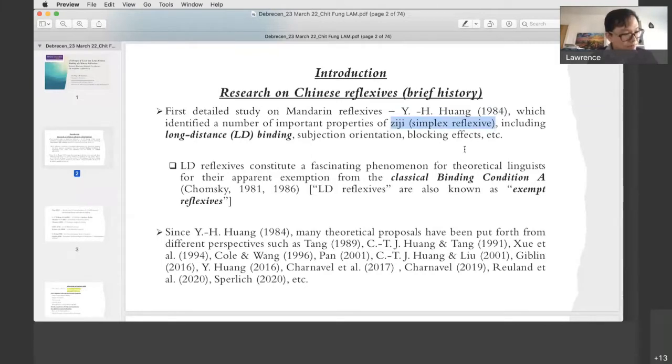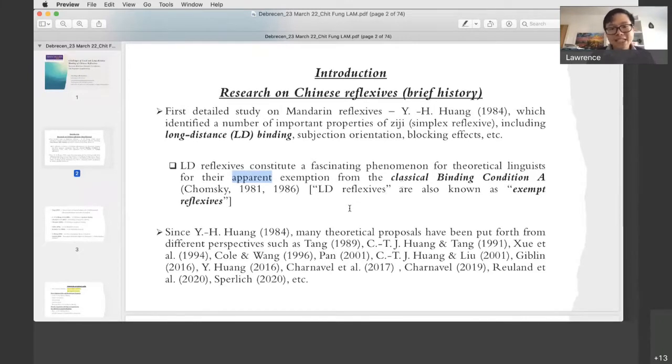So why is it interesting? Usually, long-distance reflexives are considered quite fascinating, especially for theoretical linguists, because of their apparent exemption from the classical binding principle A. I use the word apparent because it depends on your analysis, and some analyses of long-distance binding try to conform to binding condition A. But anyway, what they look like on the surface is that they do not obey this principle. That's why long-distance reflexives are sometimes also called exempt reflexives, because they seem to be exempted from condition A.